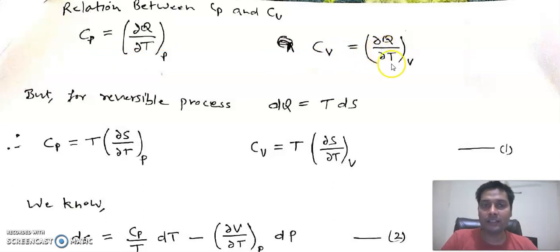Cv, the heat capacity at constant volume, is equal to del Q by del T at constant volume. But dQ equals TdS for a reversible process. So replace dQ by TdS. Then Cp will be equal to T del S by del T at constant pressure, and Cv will become equal to T del S by del T at constant volume.